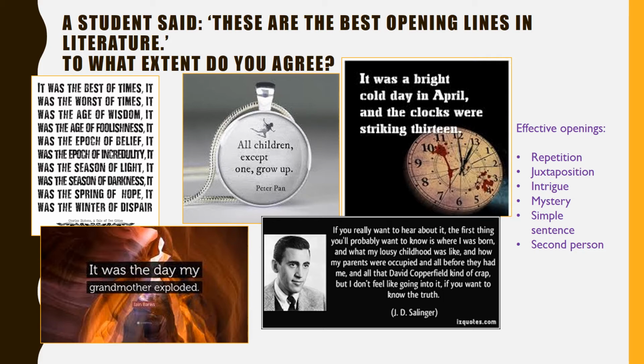You'll see J.D. Salinger: if you really want to hear about it, the first thing you'll probably want to know is where I was born. So here Salinger is talking, the narrator is talking directly to you, the reader. We would call that second person. There's some contradictory starts there, or contradictory information that the writer's used.